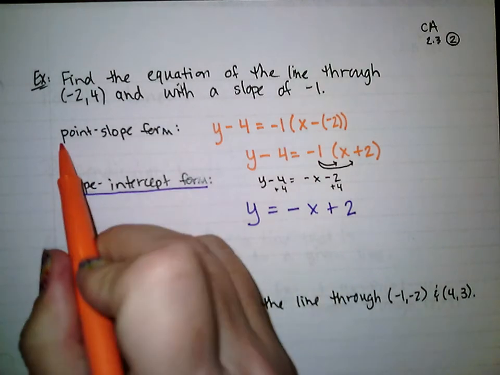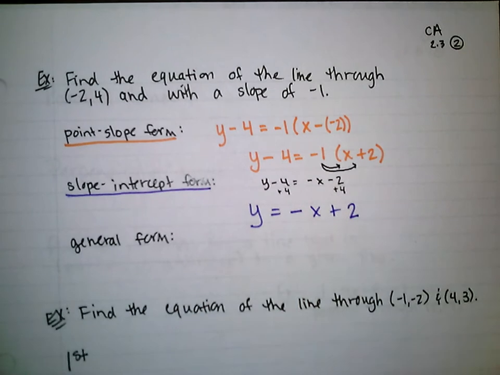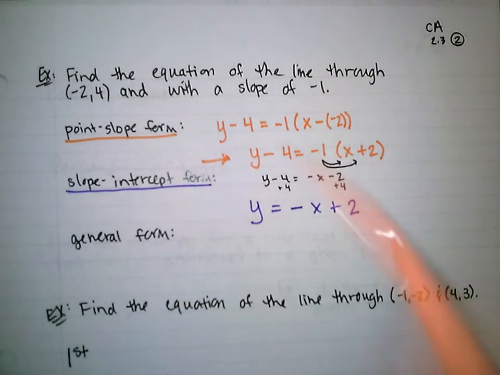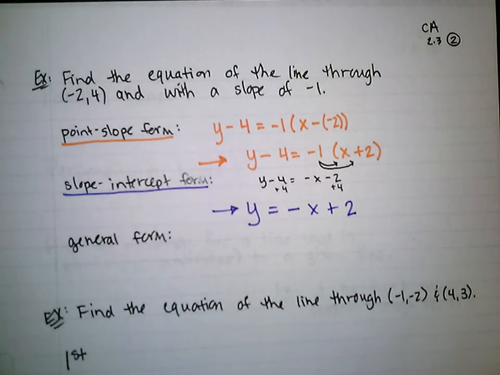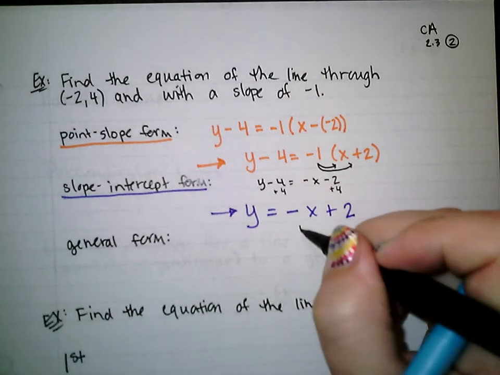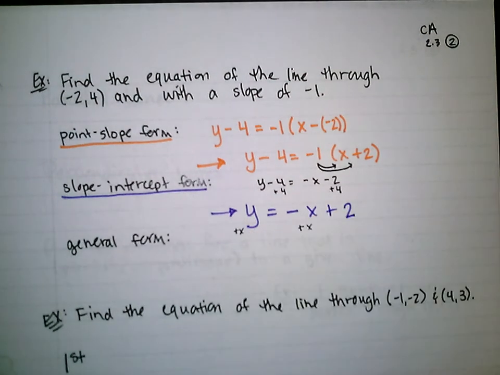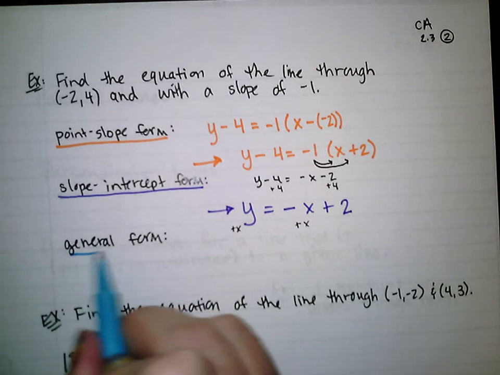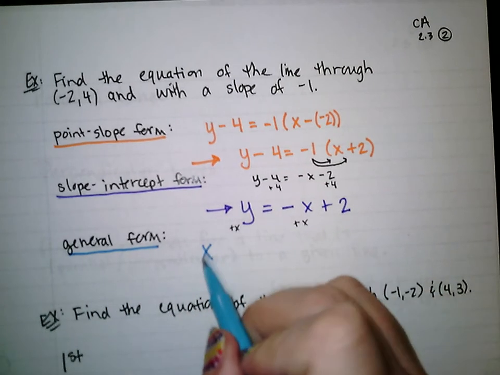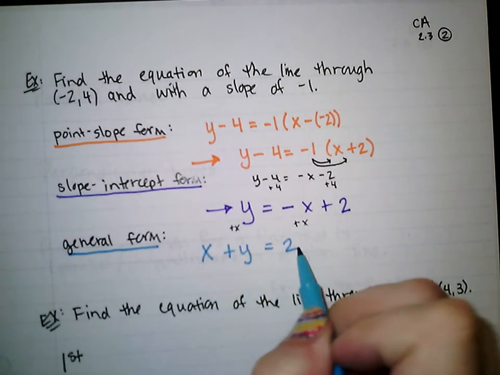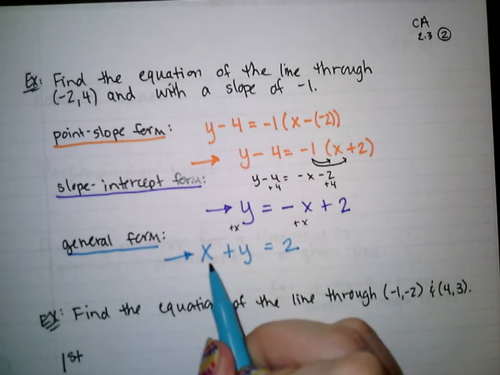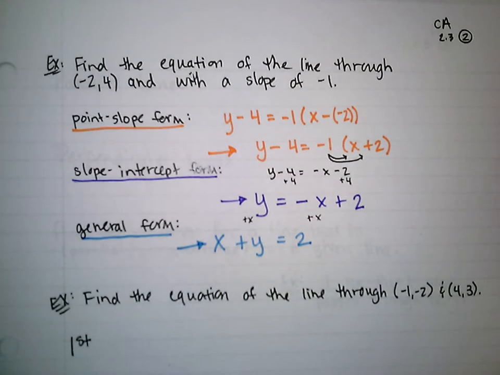Point slope form was y minus 4 equals -1 times x plus 2. Then we got slope-intercept form here, and then general form. General form, we can have no fractions, which we don't, so that's cool. But we have to have all of our variables on one side. So I'm going to go ahead and move this x over to the left. And that is going to give us x plus y equals 2. Got to make sure that your leading term is positive, and that's that.